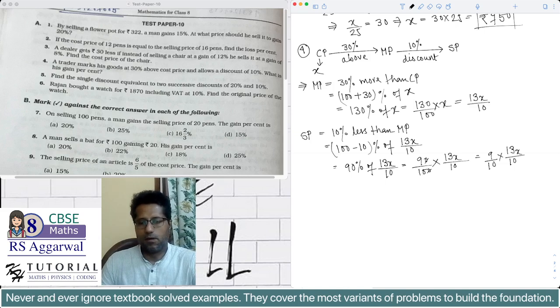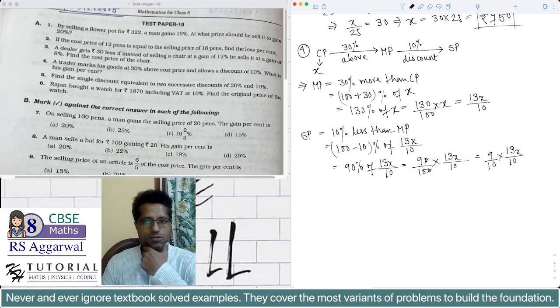Now, which is more? We have to find first which is more. But the question is asking what is the gain percent, so SP must be greater than CP. SP is 9 by 10 and 13. What is his gain percent?